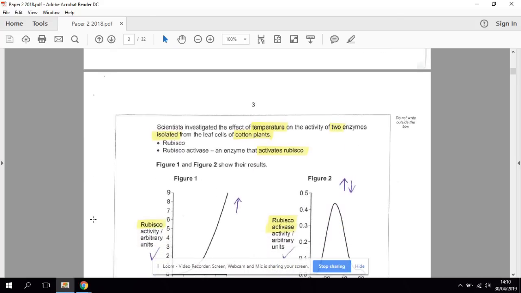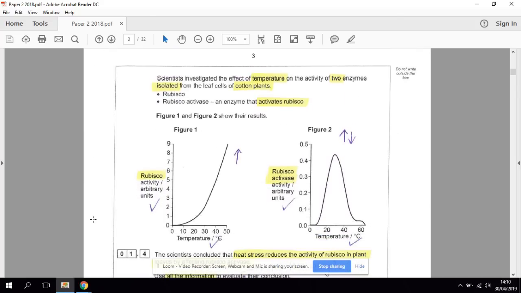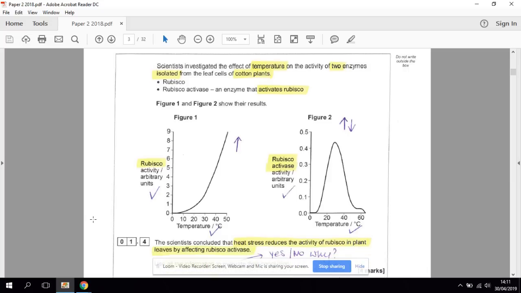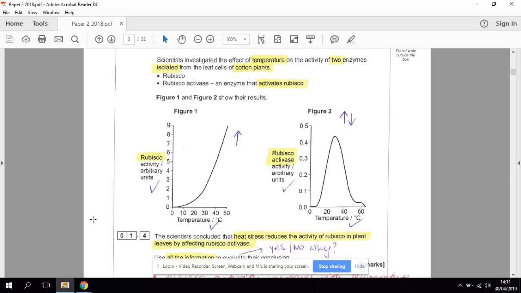Then we've got the question with the graphs. So the scientists investigated the effect of temperature on the activity of two enzymes isolated from the leaf cells of cotton plants. And we've got Rubisco and Rubisco activase, and the job of this enzyme is to activate Rubisco. And we've got two figures here. Label them, make sure that you know what is happening. So Rubisco activity against temperature, we can see that this increases when the temperature increases, and the Rubisco activase activity increases up to a certain point, around 25 degrees, and then decreases.